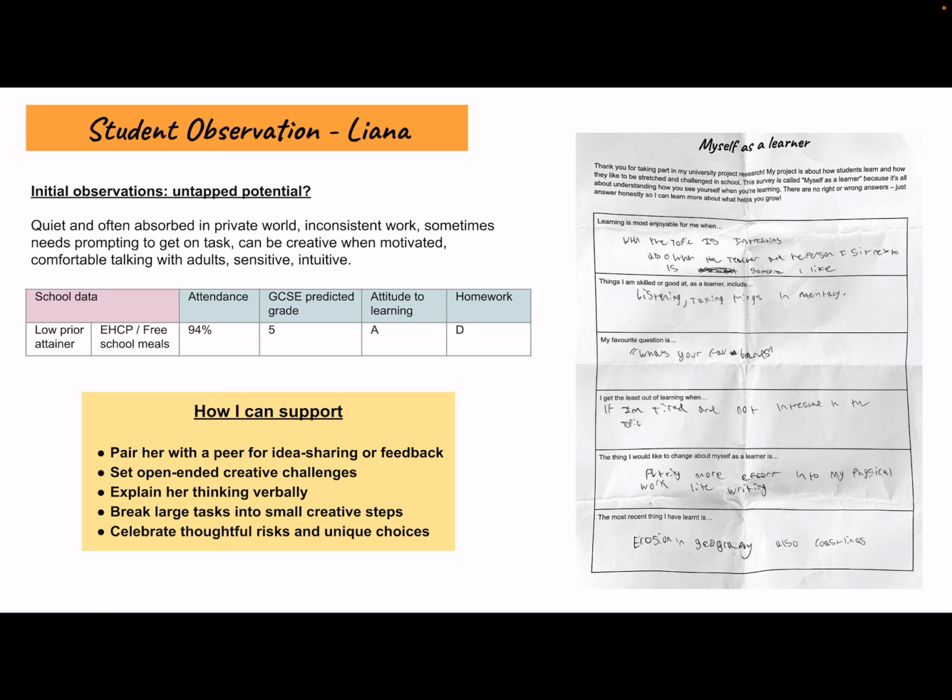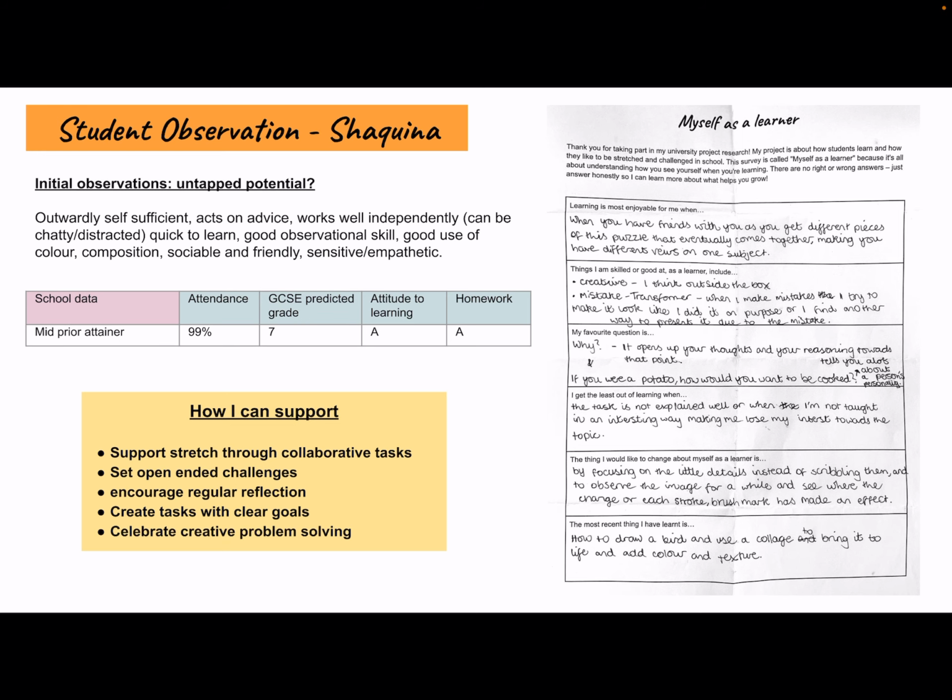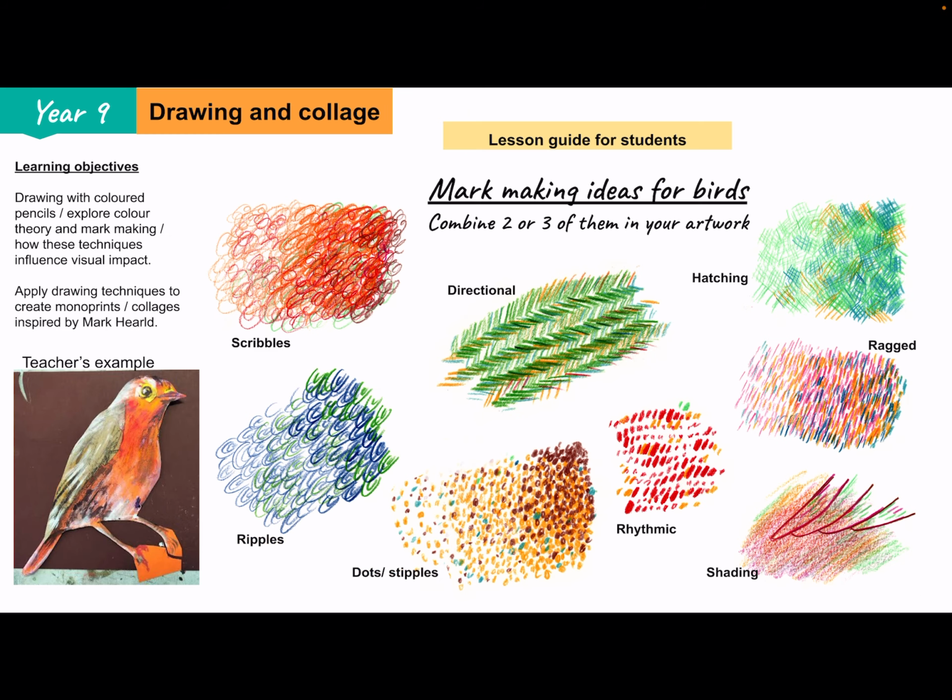So in the yellow box are the ways that I can help her move forward in her learning, and just very interesting, again, using that Myself as a Learner. I think I'm going to use that across many student classes. It was so interesting to see.